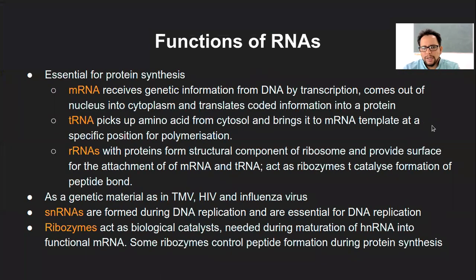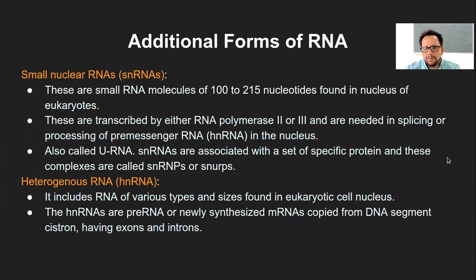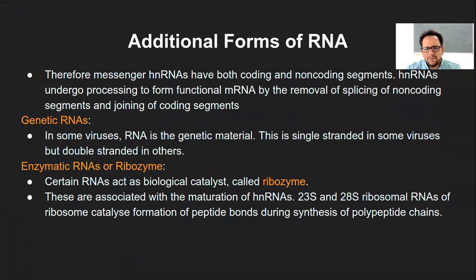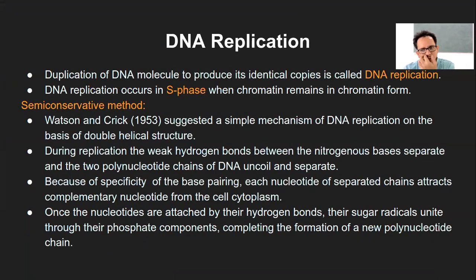So, in the last class, we had looked at different forms of RNA, including mRNA, tRNA, and rRNA being the major ones, and of course hnRNA, snRNA, and so on. These were different types, and I had asked you to look at the functions. So today we will be starting with the first process, that is DNA replication.